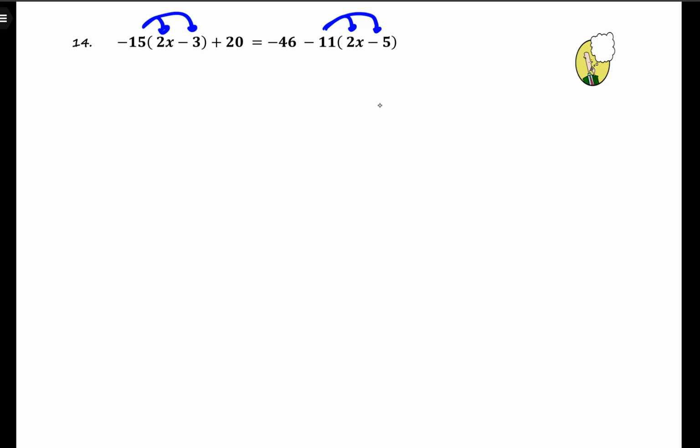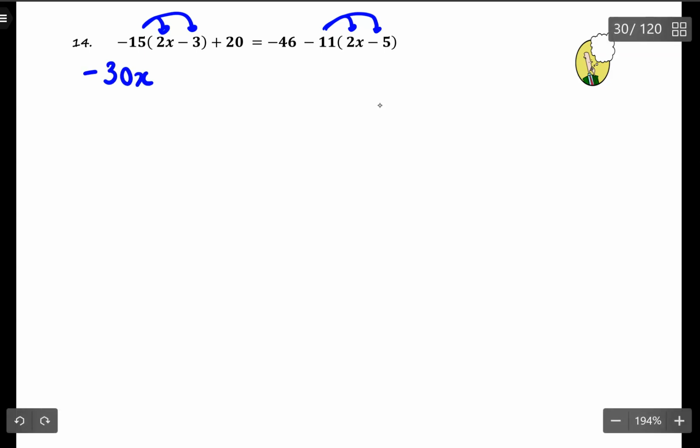So negative 15 times 2x should give me negative 30x. Then I have negative 15 times negative 3 should give me positive 45. And I add that with 20, just do one step at a time. Then I have negative 46. Okay, negative 11 times 2x should be negative 22x. And be careful here. Okay, be careful because you have a negative and you multiply with a negative 5. So your answer should be positive 25.